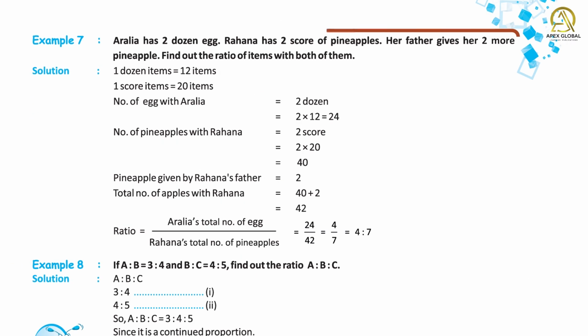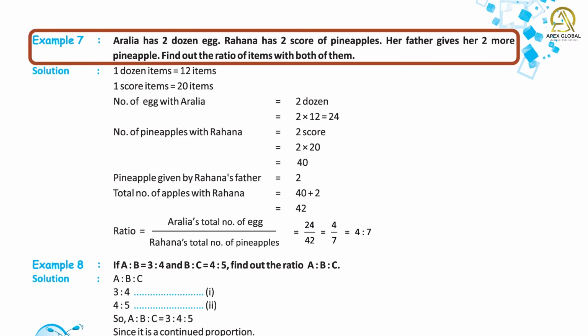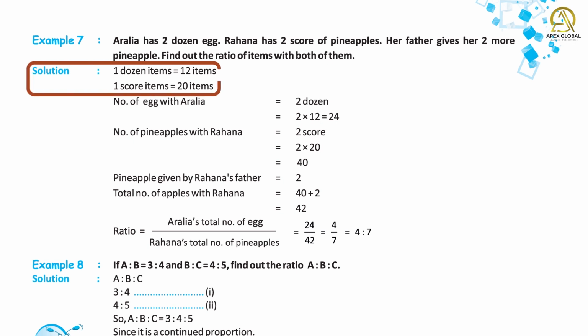Example 7. Aralia has 2 dozen eggs. Rahana has 2 score of pineapples. Her father gives her 2 more pineapples. Find out the ratio of items with both of them. Solution. 1 dozen items equals 12 items. 1 score items equals 20 items.